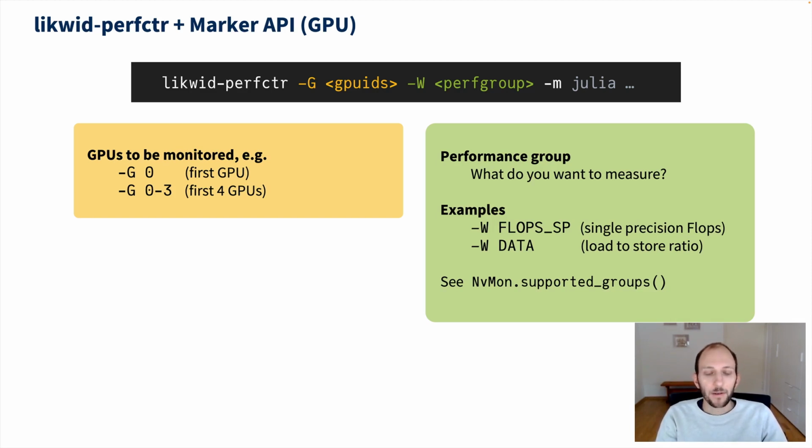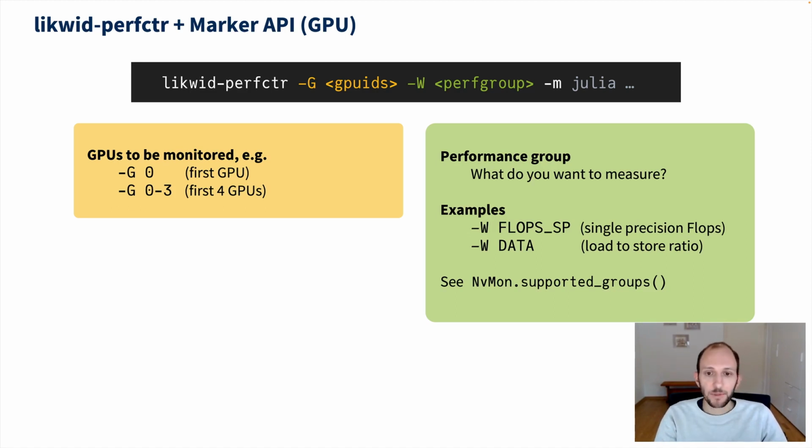And in green, with -W, you provide the performance group. Again, something like FLOPS_SP for single precision flops, or DATA. And you can use NVMon.supported_groups within Julia to get a list of what is supported for your particular GPU.